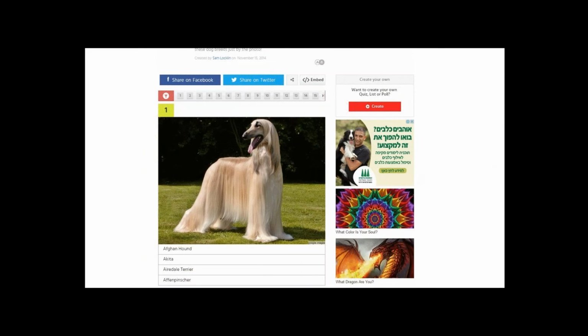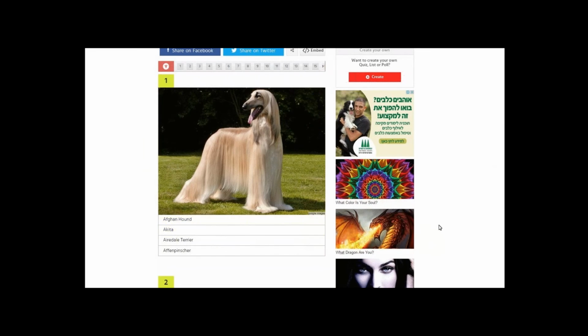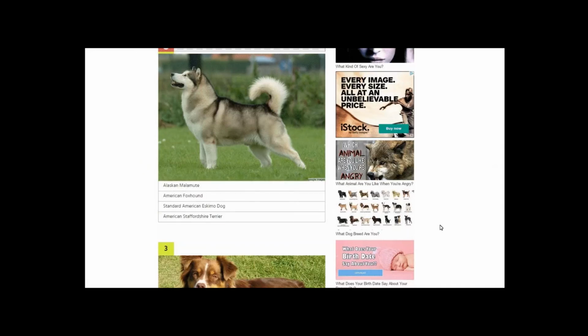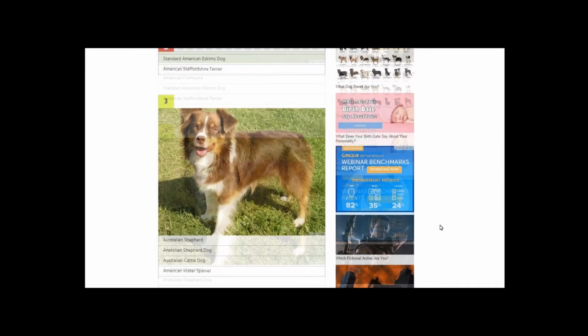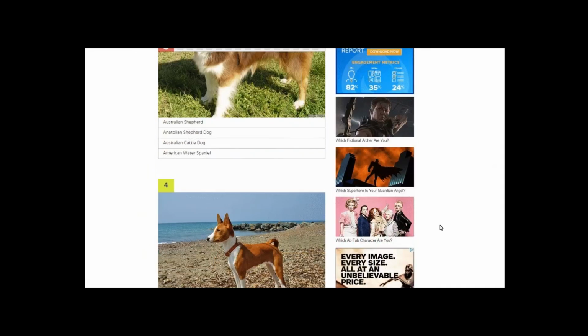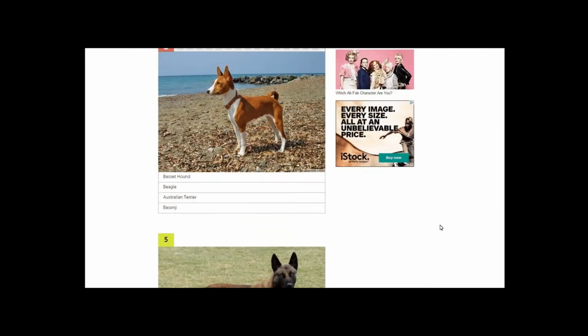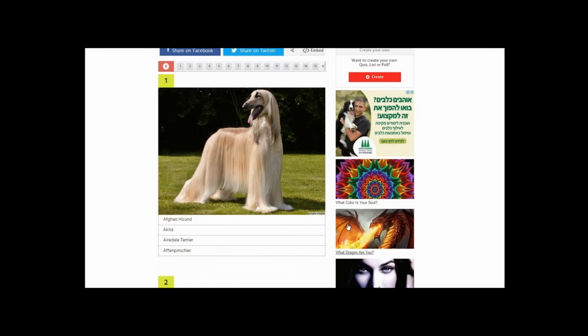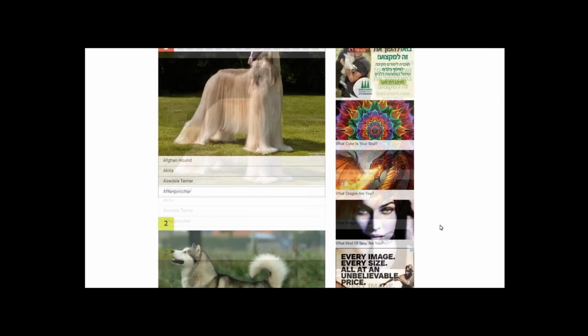Now we have an example. Can you name all the dog breeds? Again, this is appealing to a very wide audience. Everyone knows a dog breed. Everyone knows a type of dog. The pictures are beautiful. The types of breeds are a little bit challenging, but not too difficult. This type of trivia anyone can relate to. They're going to take it and they're going to share it.